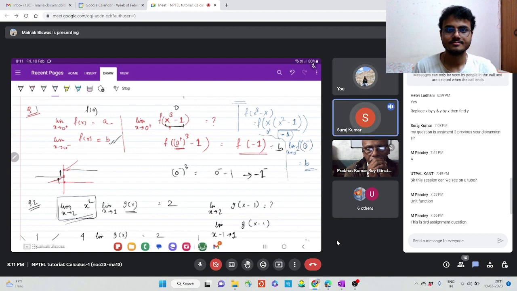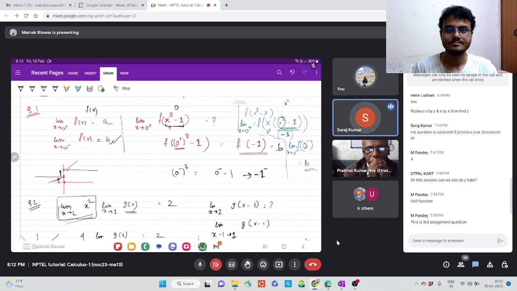X cube minus 0 plus multiplied by minus 1, right? This is a negative number. X square is positive. For any number, this is a positive number. So limit x tends to 0 plus, this is a positive number and this is a negative number. You agree to that, right?